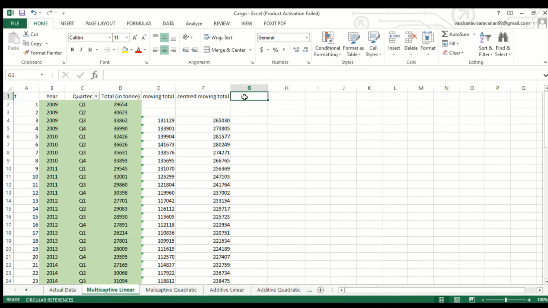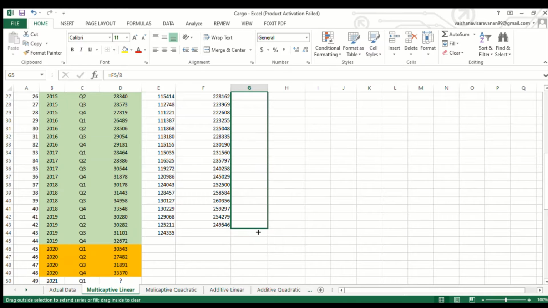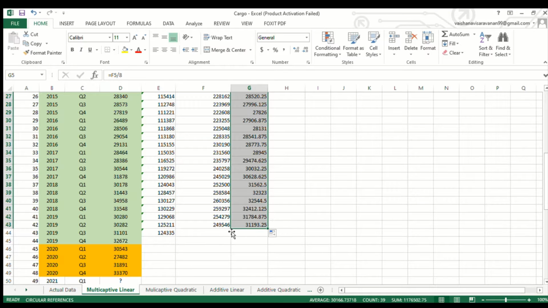Next, we are going to calculate the centered moving average. For the centered moving average, we are going to divide the centered moving total by 8. So take the centered moving total value, divide by 8. And this follows till T42 as well, because we don't have the value for T43.